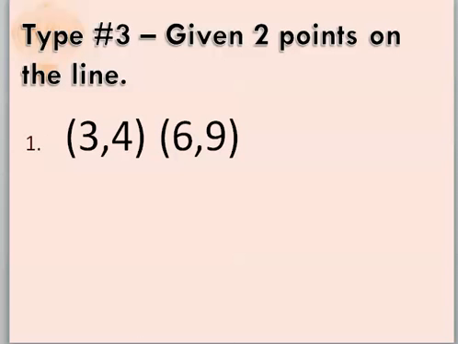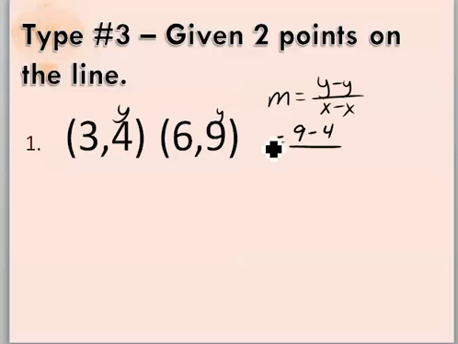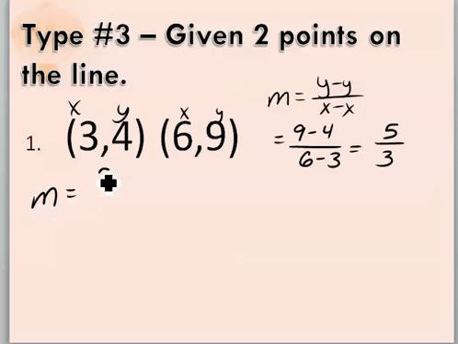The third type of equation writing we're going to do is given 2 points on a line. You're not given any information but these 2 points, so you need to start at the beginning and find your slope. So we're going to find slope using our formula, y minus y over x minus x. I'm going to do 9 minus 4, trying to keep positive numbers. Since I started with 9 on top, I must start with 6 on bottom. 9 minus 4 is 5, and 6 minus 3 is 3. So I know my slope for writing my equation is 5/3.